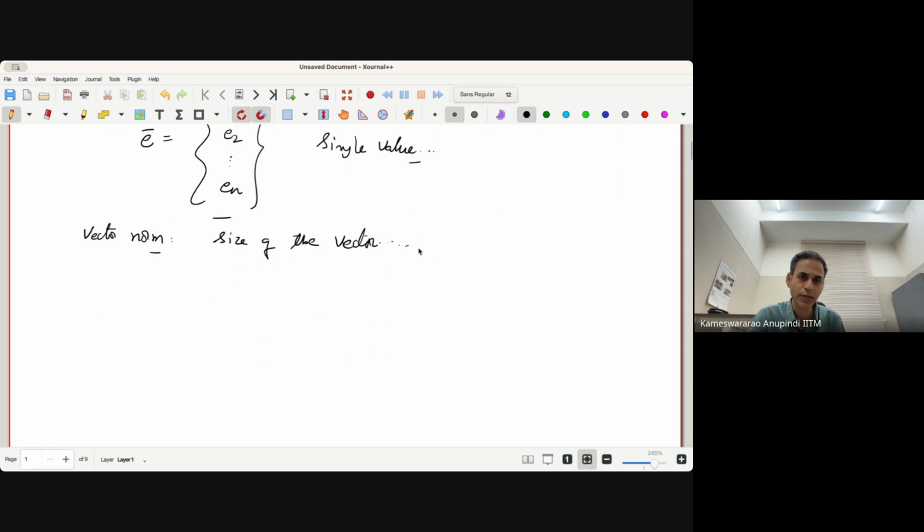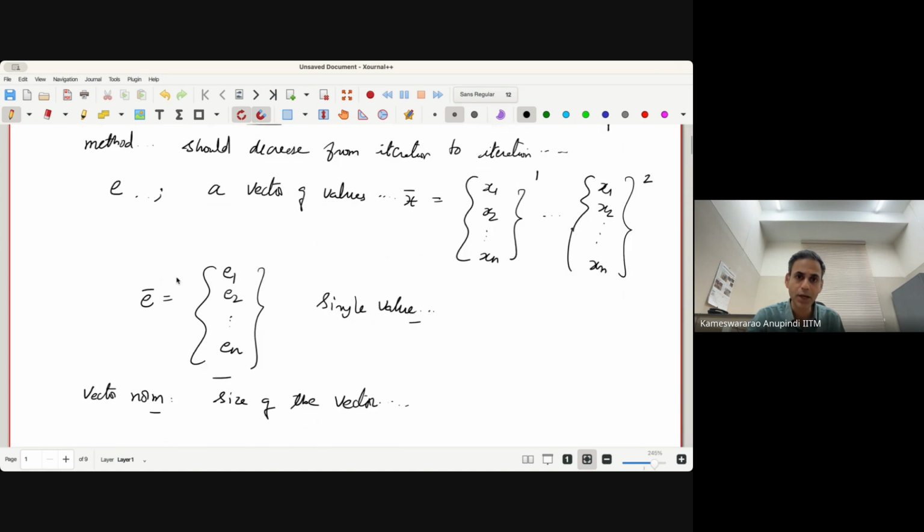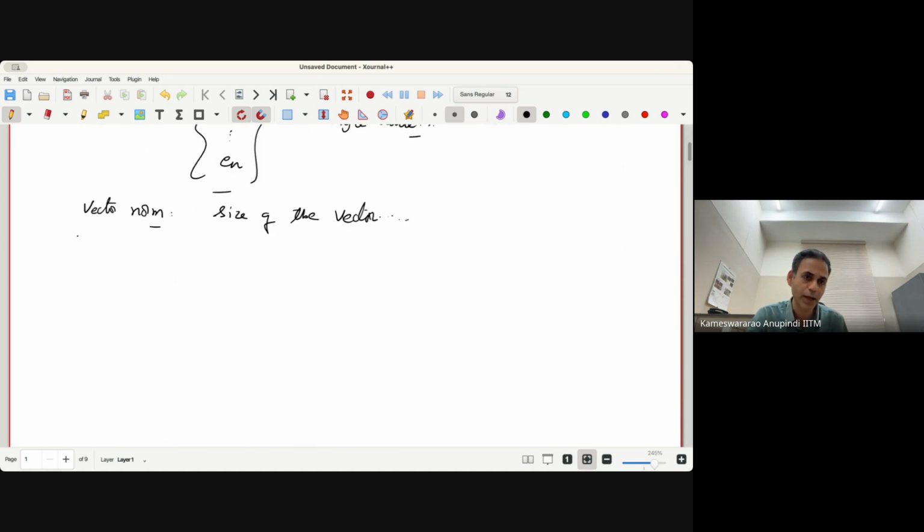Okay, so the size of the vector is what the vector norm basically tells us. Now, how do we define these vector norms? There are several ways in which vector norms can be defined, and these are written as follows. The first one is called the L infinity or the infinity norm.